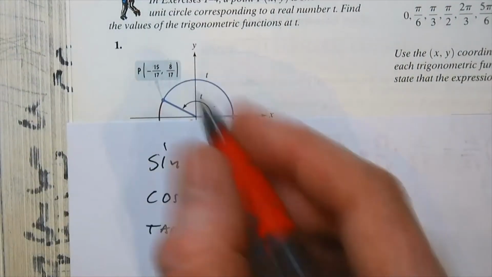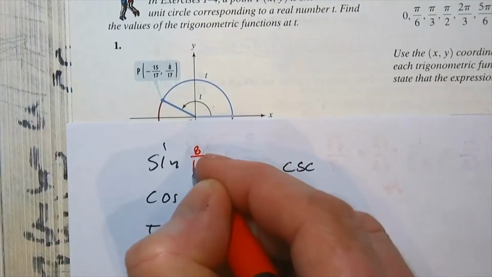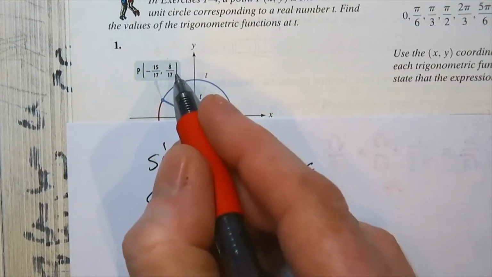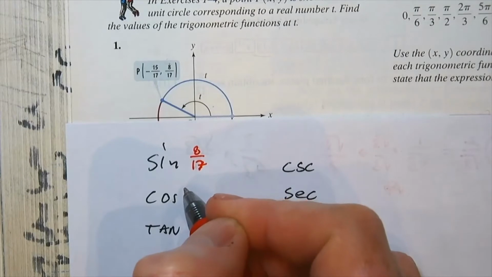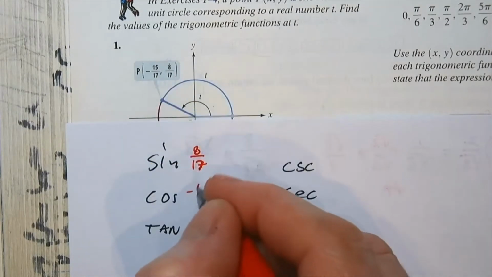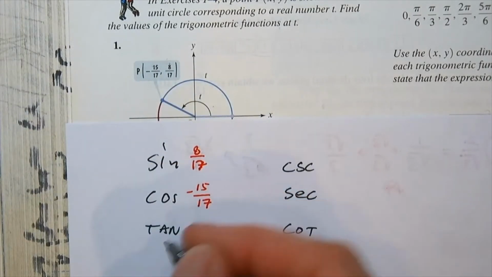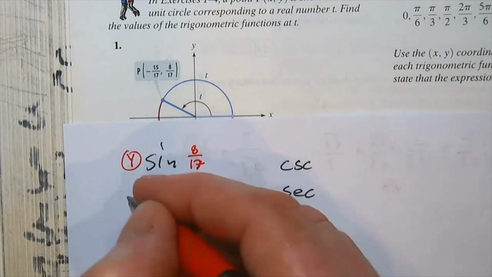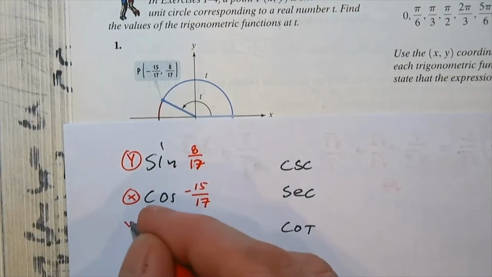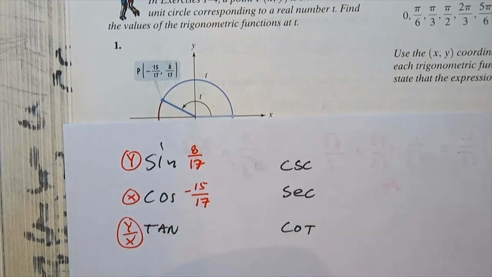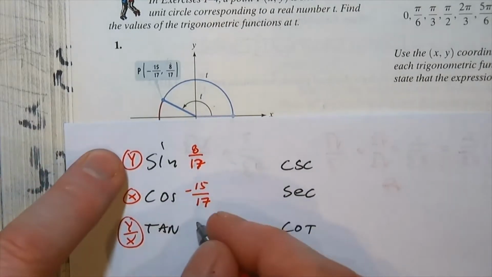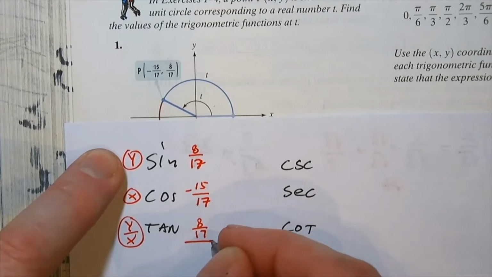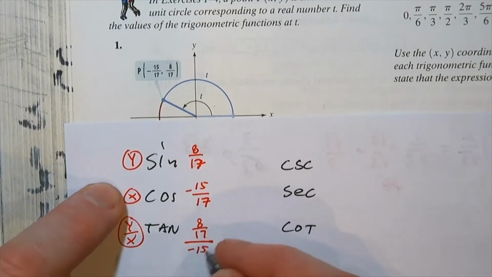Okay, so the y, oh, 8 over 17. That's the y. The cosine is the x, negative 15 over 17. Okay. Tangent. Tangent is the sine, this is the y, this is the x. Tangent is the y over the x. Okay, so I'm going to put the 8/17 over the negative 15/17.